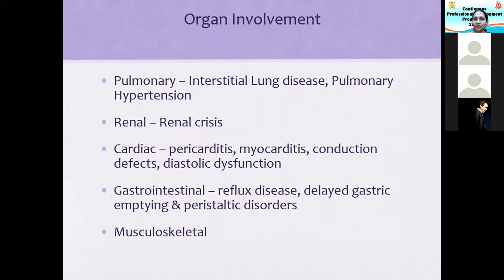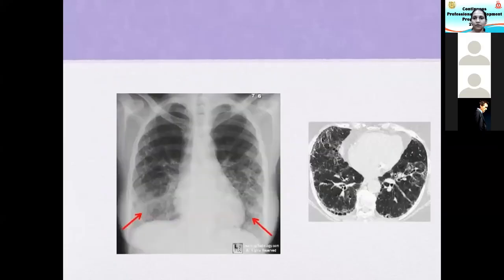Reflux diseases and delayed gastric emptying with peristaltic disorders would be some of the gastrointestinal manifestations, and we know that musculoskeletal arthralgias and arthritis can also occur with systemic sclerosis. This is an X-ray view of interstitial lung disease, the so-called lung fibrosis. On auscultation of these patients, it's important, if you're suspecting it, to identify the fine end-inspiratory crepitations, the Velcro crackles that you'll be hearing at the bases.